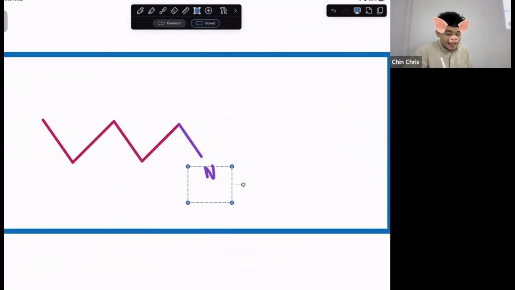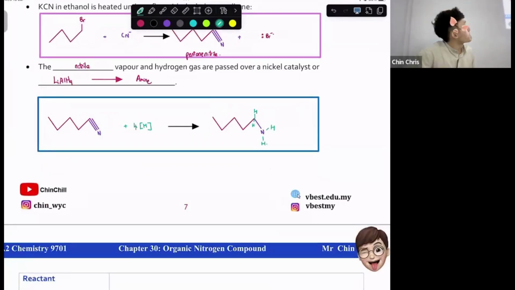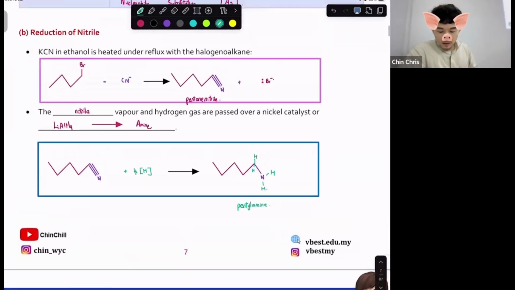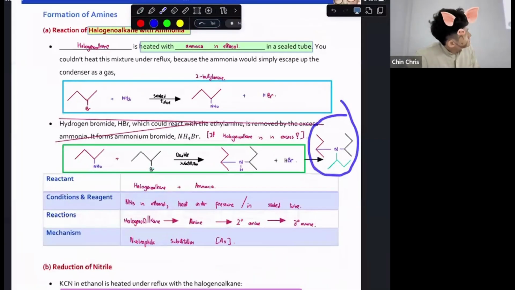Alright, so guys, that's it. You see how many hydrogens we are adding? We are adding 1 hydrogen here, 2 here, 3 here, 4 here. So basically you are adding 4 H, understand? Correct. So it turns into a pentylamine.